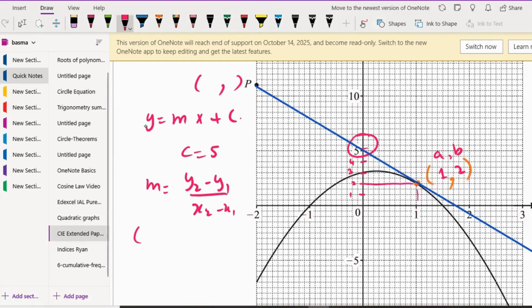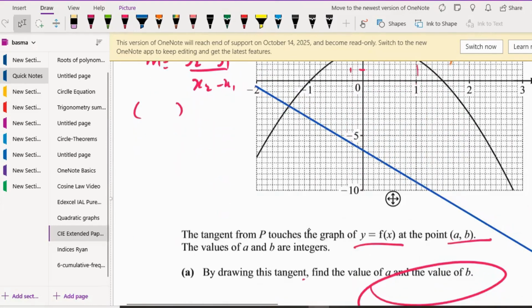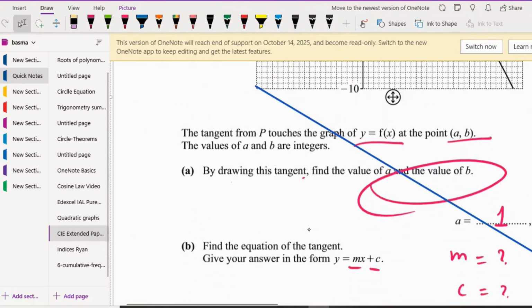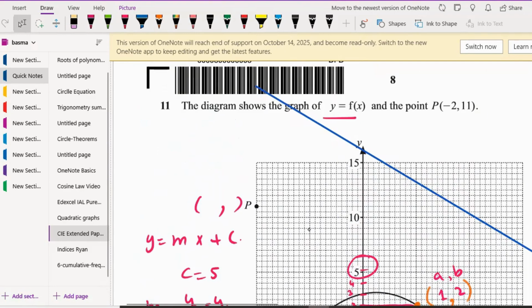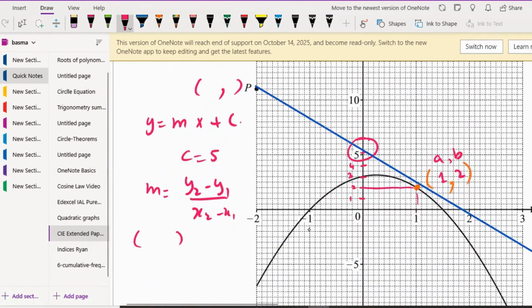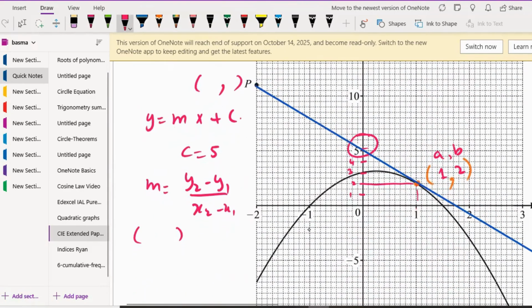And we have those points. This P point lies on the tangent line, so where are the coordinates of P? Yeah, negative 2 and 11. So the coordinates of P are negative 2 and 11. This P point and this (a, b) point lie on the tangent line. So one of the points is negative 2 and 11 and the other point is 1 and 2. We can use both of these points to find the gradient of that line.